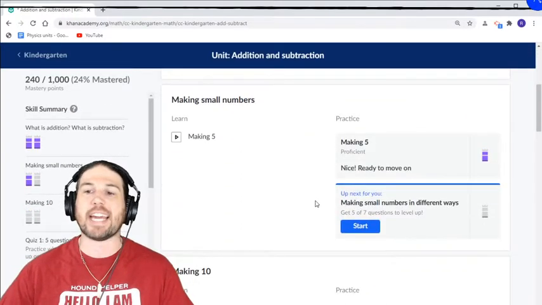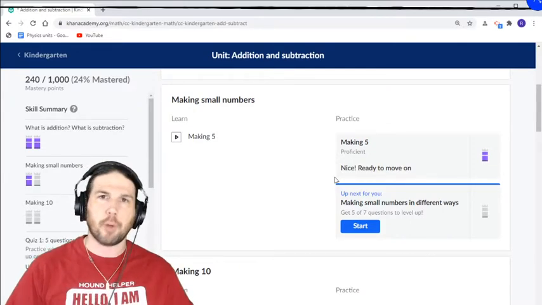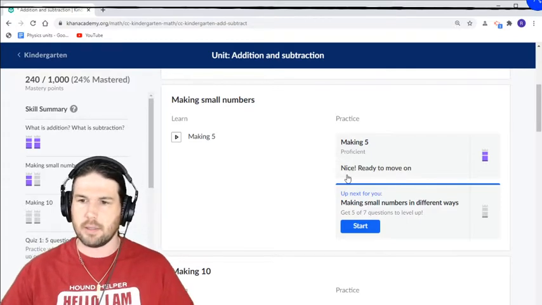All right, we are making small numbers. So again, this is the same idea. We are just putting a bit of a different spin on it.